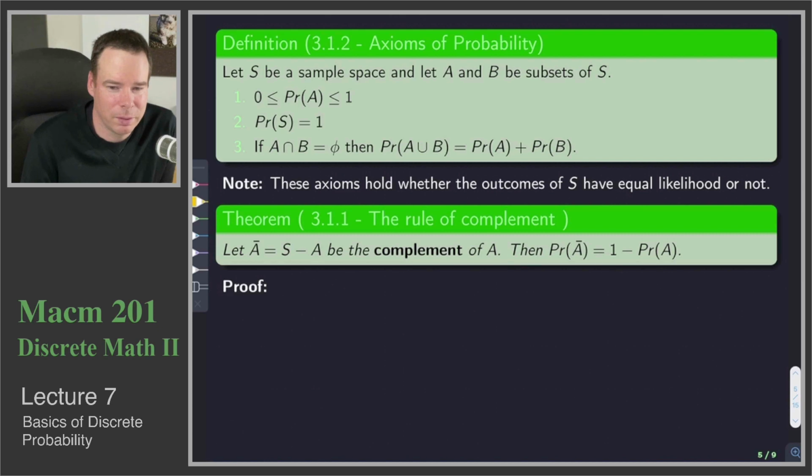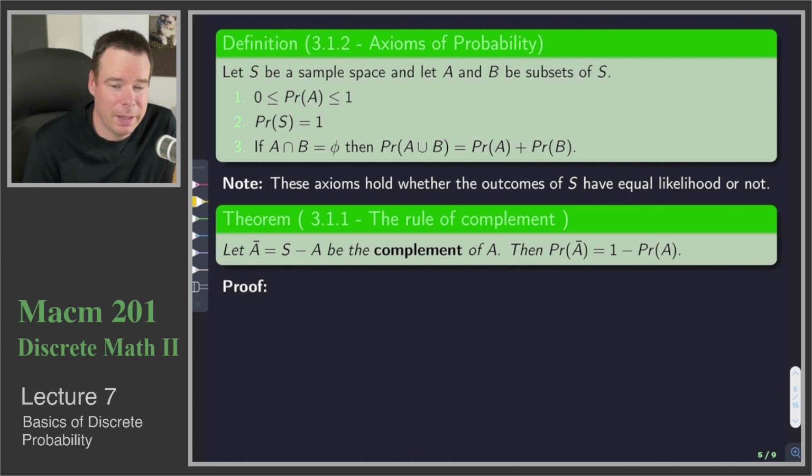So these axioms actually hold regardless of whether the outcomes of S are equally likely or not. So in our examples that we've just worked out, all outcomes were equally likely, but it turns out that these axioms even hold in the case when the outcomes are not equally likely. In fact, that's why we're calling them the axioms of probability, because they are the building blocks for probability. These are the basic assumptions we have about a probability function.